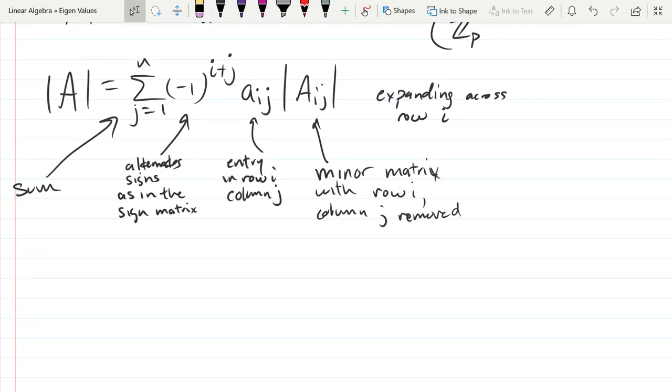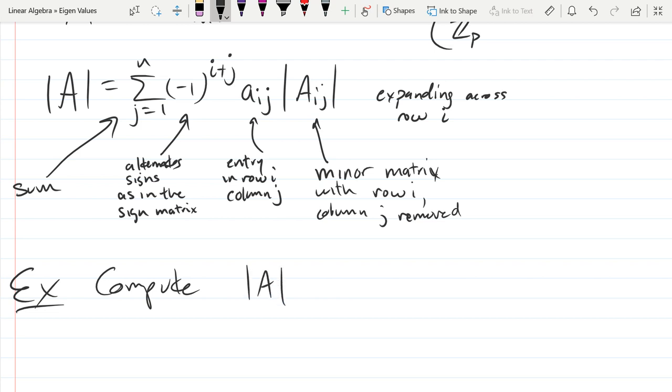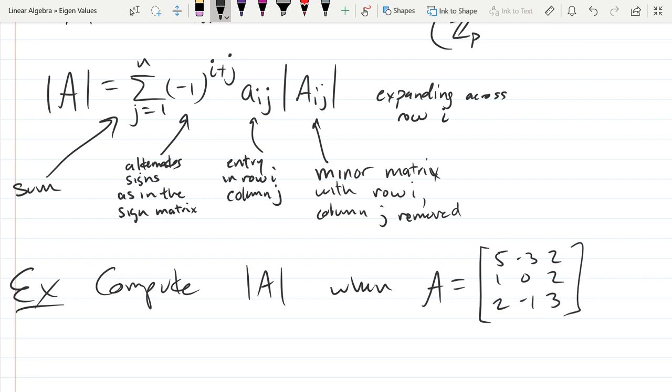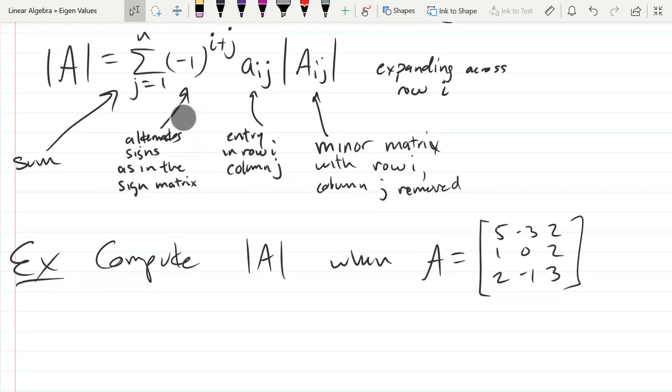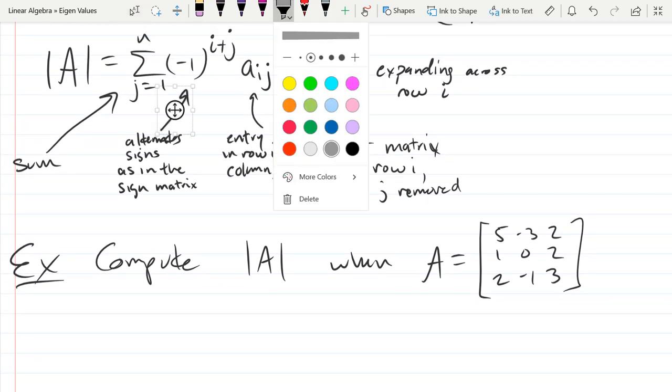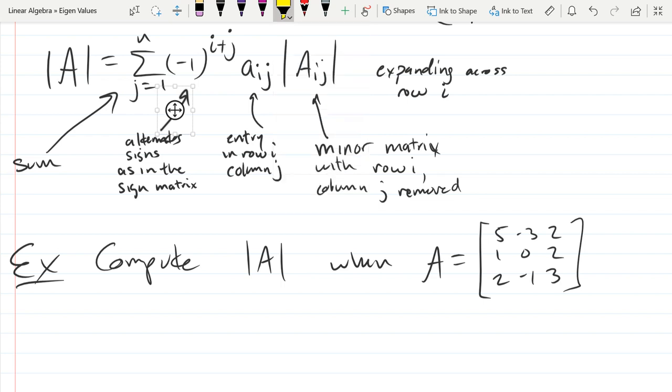All right, so we're ready to do an example. Our matrix A is going to be 5, negative 3, 2, 1, 0, 2, 2, negative 1, 3. We can pick which row to go across, but because this is our first, I'm just going to pick row 1, keep it easy. So I'm going to circle row 1, and we're going to expand across row 1 here.